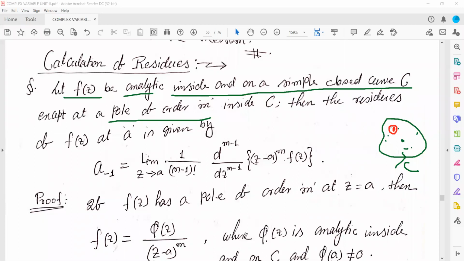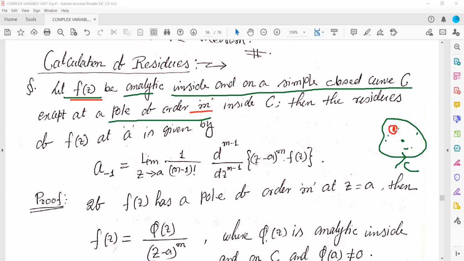And what kind of singularity point have I considered? Suppose it is a pole. And what is the order of the pole I have considered? I have considered a pole of order m. So suppose this is a simple closed curve C, and the given function f(z) is analytic within and on the boundary of the closed curve C, except at a pole. That means you are getting a singularity point inside the region C.